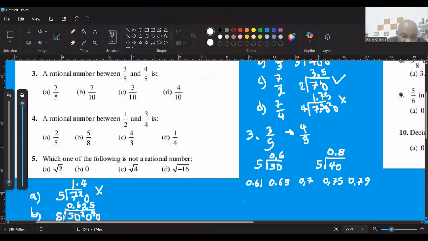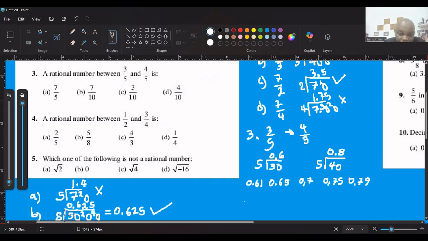So look at the number that we get here. Here in B, we do get 0.625. The question we ask is, does 0.625 lie between this interval of 0.6 up to 0.8? It does. So this is that number that we're looking for.